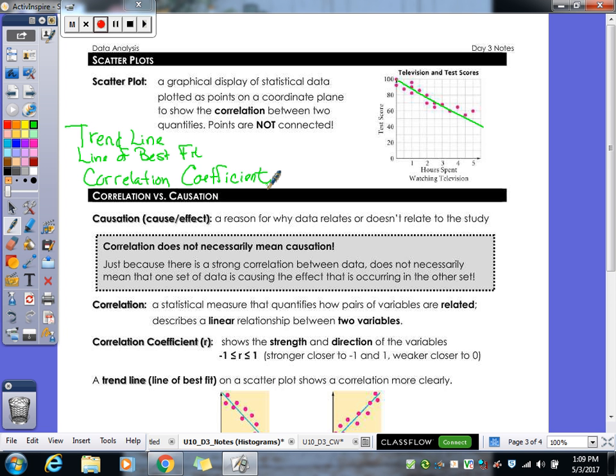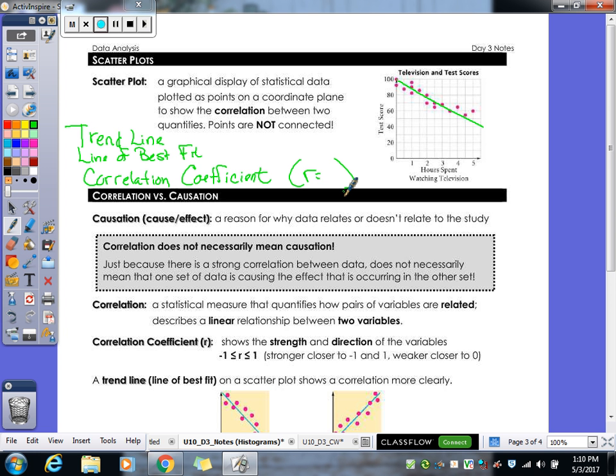Correlation coefficient is also called the R part, so it'll be labeled R equals something. And it's kind of like the slope of that line. Well, the slope of a straight diagonal line is usually either up 1 over 1 or down 1 over 1, right? If I use this line here, it kind of looks like down 1 over 1, down 1 over 1, okay?